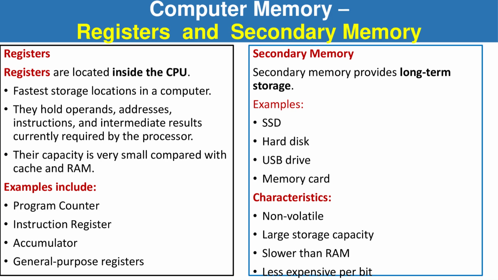Registers are very small and extremely fast storage locations located inside the CPU. They temporarily hold instructions, addresses, operands, and intermediate results required by the processor. In contrast, secondary memory provides long-term storage. Examples include SSDs, hard disks, USB drives, and memory cards. Secondary memory is non-volatile and provides much larger storage capacity, but it is slower than RAM.